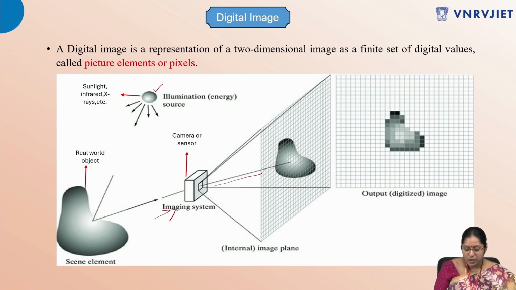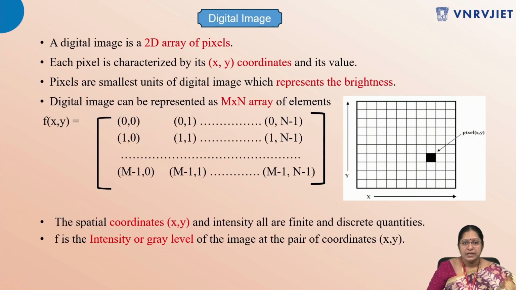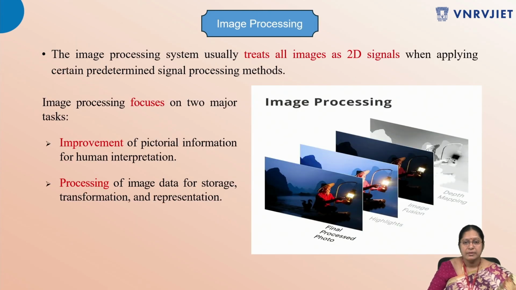Next, it is projected onto the image plane and converted into grid form, meaning rows and columns. Next, it is converted into digital form. These are the pixels. The digital image is the representation of a 2D array. Here we have f(x,y) equal to an m cross n array of elements. m defines the number of rows and n defines the number of columns. Here x and y are called coordinates and f is called the intensity or gray level of the image at that particular pixel.